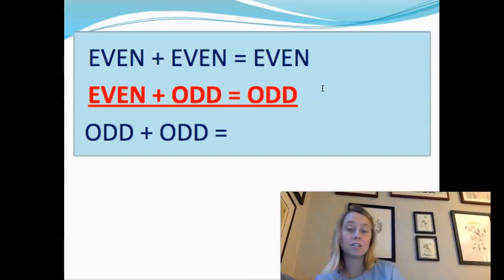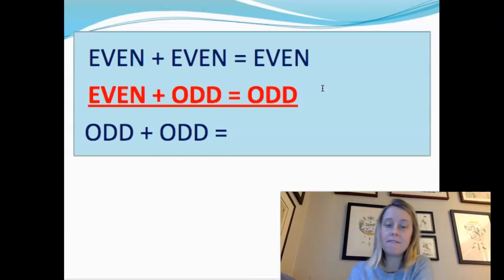And you can add that to your chart now. So pause and add even plus odd equals odd. You should now have 2 sentences written on your chart. The first one should say even plus even equals even, and the second one should say even plus odd equals odd. Make sure you have those both written down and keep going when you are ready.